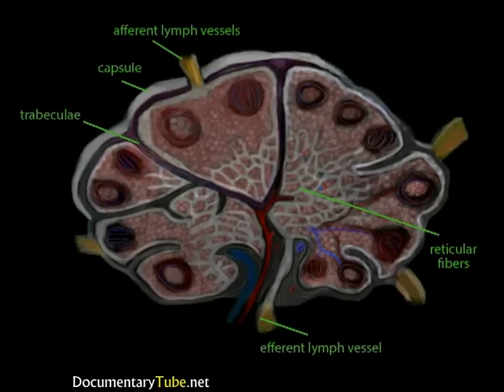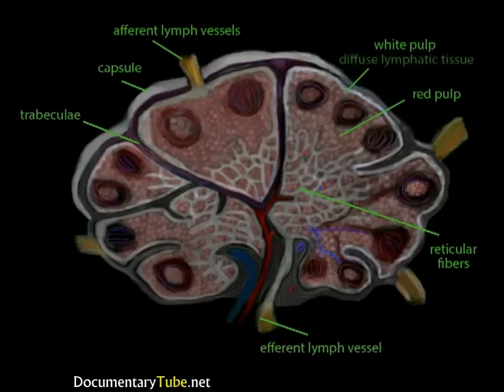Inside the spleen, there are two types of tissue, red pulp and white pulp. The white pulp is composed of diffuse lymphatic tissue and lymph nodules, much like the lymph node. This white pulp surrounds the arteries which enter the spleen. The red pulp is made of twisted veins and reticular fibers, which are full of blood cells which were in the capillaries of the spleen.